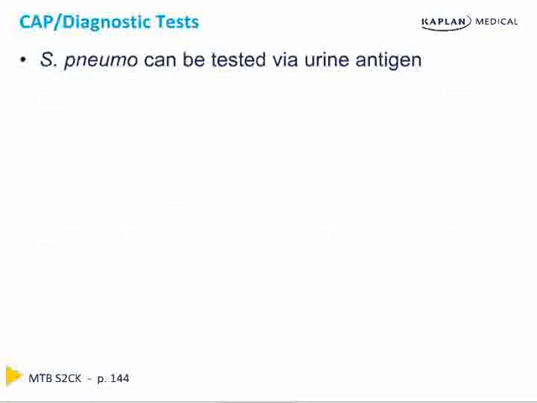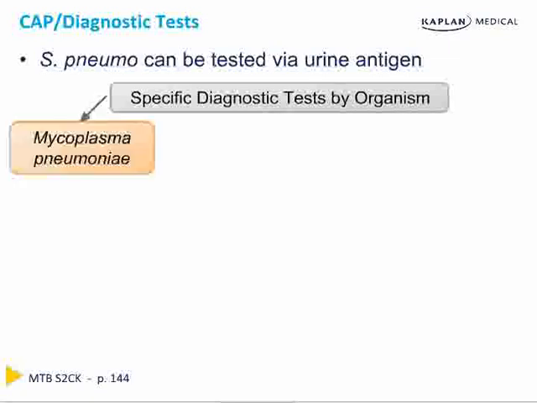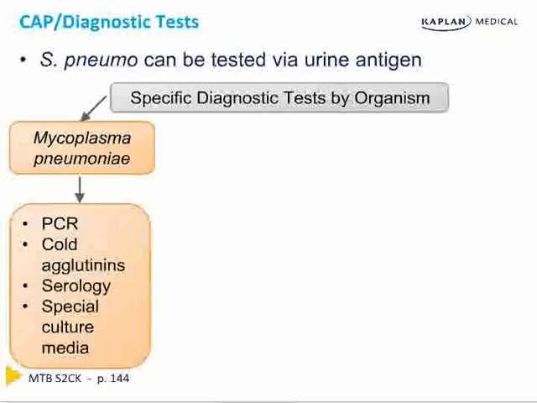In addition to the diagnostics already mentioned, there are certain diagnostic tests that are very specific and can be used for certain types of bacteria. For strep pneumo, you can test for the antigen in the patient's urine. Other tests include, for mycoplasma, the evidence of mycoplasma PCR in the serum, cold agglutinins in the serum, serologies or antibodies against mycoplasma, or you can grow mycoplasma on certain special culture media.